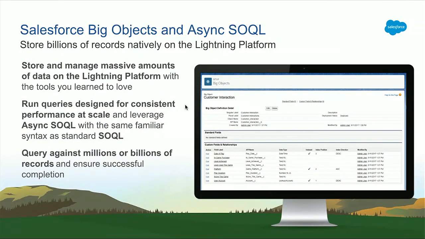As Jan wrapped up the demo, let me recap here. You don't need to go to a separate third-party infrastructure to manage your big data on the Salesforce platform. You can do it natively with big objects. So you can store and manage massive data sets on the Lightning platform with the tools you have learned to use and love. You can run queries with consistent performance and scale, like Cody showed with synchronous real-time SOQL, and then utilize async SOQL, like Jan mentioned, against billions and hundreds of millions of rows, to ensure successful completion of those queries. And also, remember, we talked about the big object creator in AppExchange now available for download.